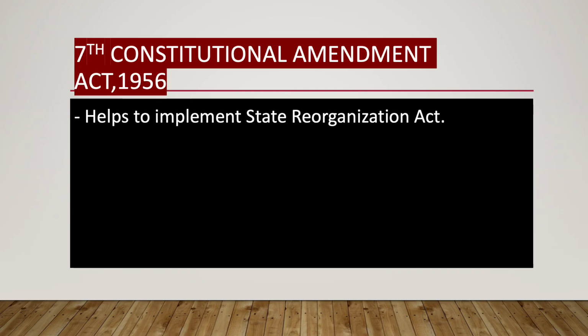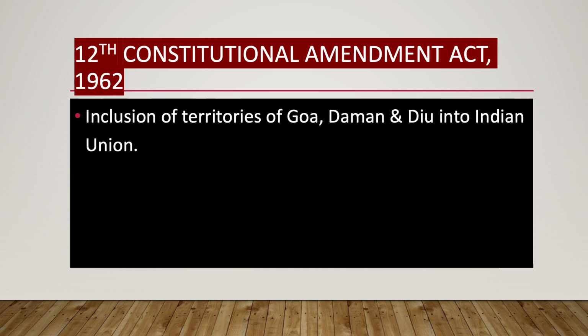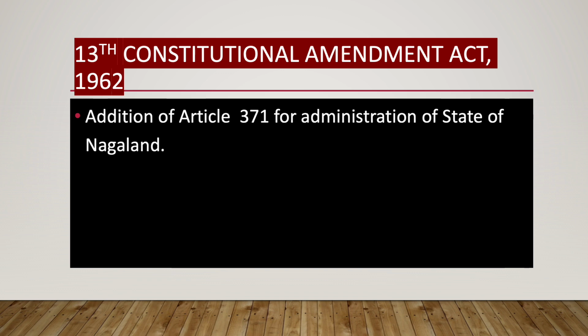7th Constitutional Amendment Act of 1956 helps to implement State Reorganization Act. 10th Constitutional Amendment Act of 1961 incorporated Dadar and Nagar Haveli as Union Territory. 12th Constitutional Amendment Act of 1962 added territories of Goa, Daman and Diu into Indian Union. 13th Constitutional Amendment Act of 1962 added Article 371 for administration of state of Nagaland.